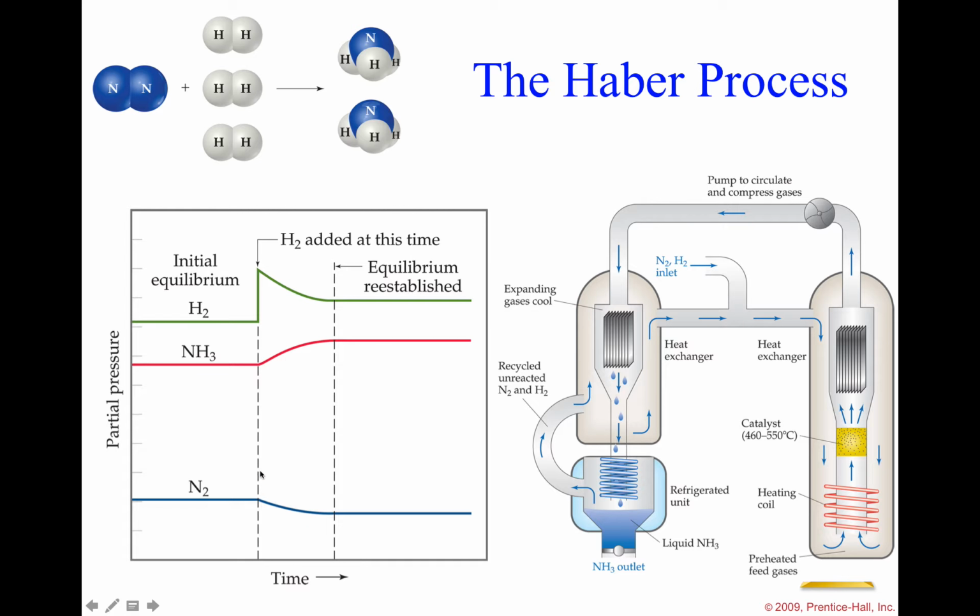And I can see at this moment in time, H2 shoots up. That means I've injected or added hydrogen to my reaction vessel. So that's the disturbance. If I add H2, what happens? I've got too much hydrogen. How do I get rid of the hydrogen to reestablish equilibrium? I'll shift to the right. So if I add hydrogen, it'll shift to the right to reestablish equilibrium. By shifting right, you're making more products.